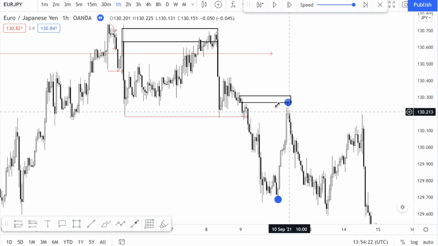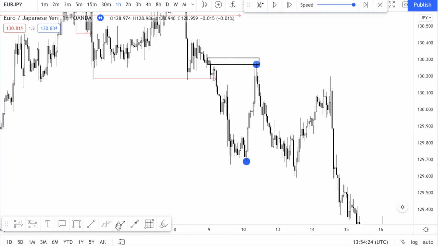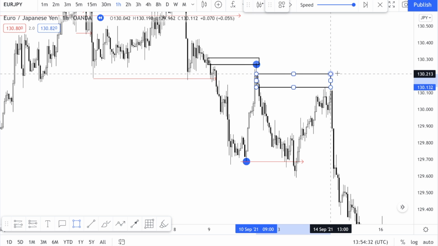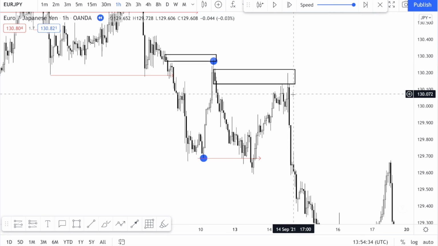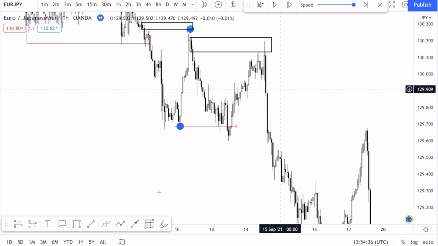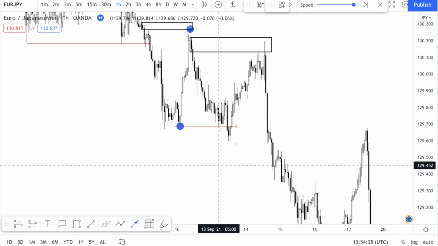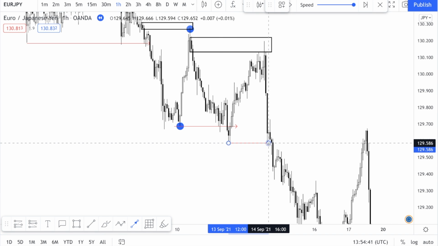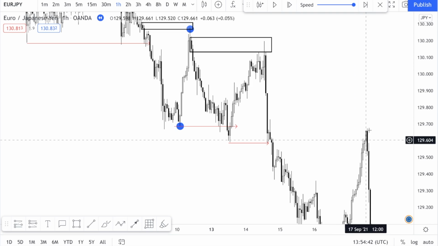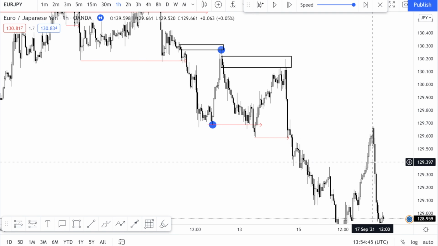Price then comes back to mitigate it, and then what do we do? We then break structure again. Then we find our supply zone, which is right here. What does price do? Price comes back to mitigate it, and then we break structure again. Then we come back into like a flip zone here, which I won't go into right now.